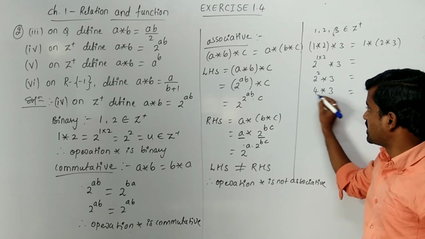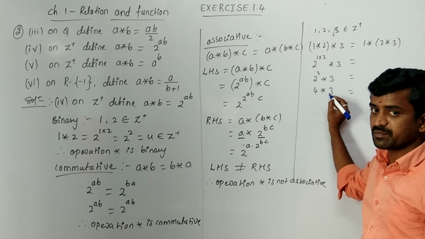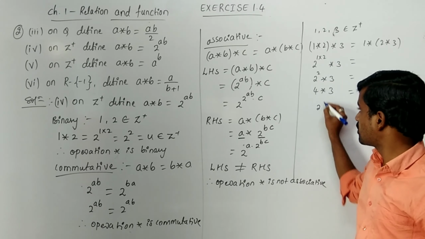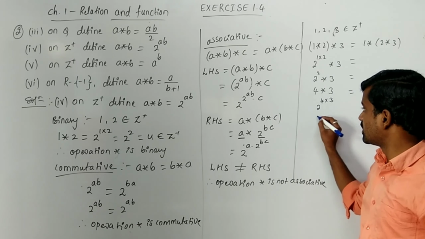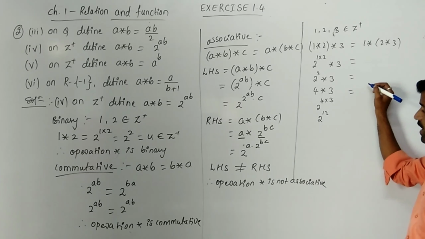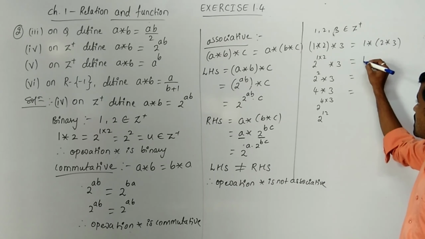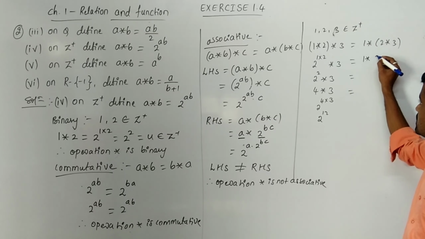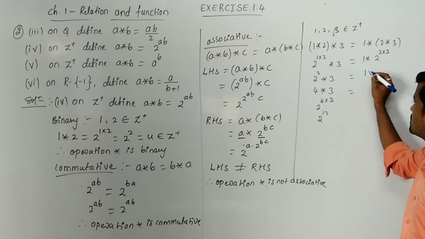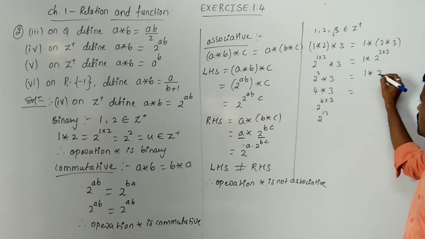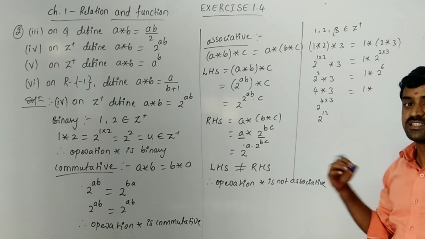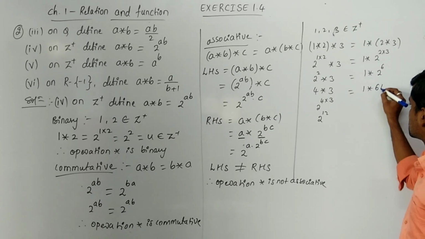Again, a star b, where a is 4, b is 3. a star b is 2 to the power of a into b. 4 star 3 means 2 to the power of 4 into 3, which is 2 to the power of 12. Same for RHS: 1 star, as it is, 2 star 3 is 2 to the power of 2 into 3, so 1 star 2 to the power of 6. 1 star 2 multiplied 6 times is 64.